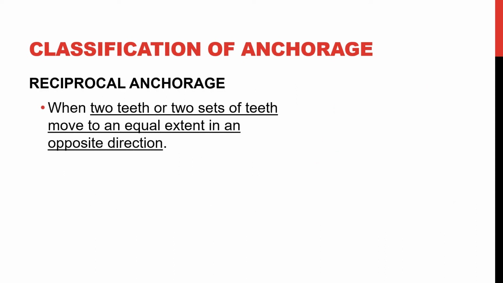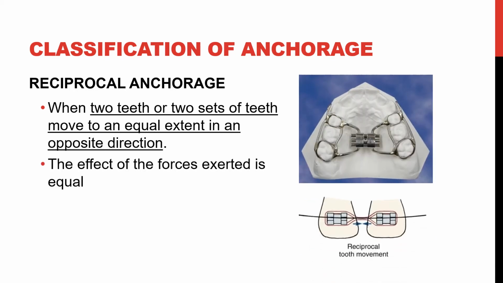Reciprocal anchorage is said to exist when two teeth or two sets of teeth move to an equal extent in an opposite direction. So the effect of the forces exerted is equal, and we can see that with median diastema closure using power chain or with a Hyrax for bilateral expansion of the maxillary arch.